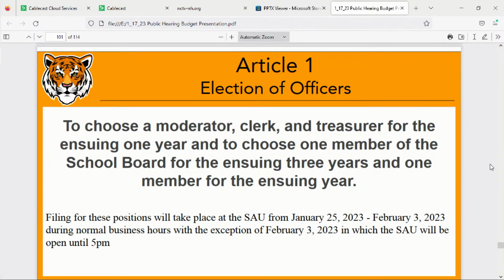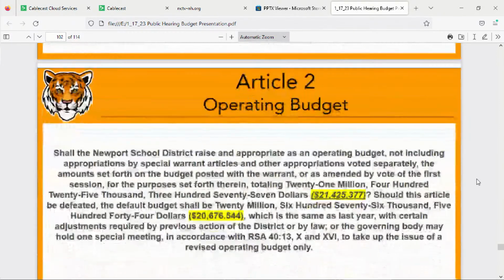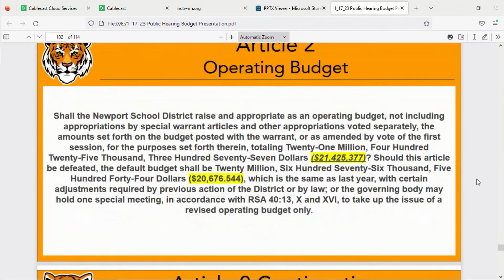Any discussion about that article? Okay. All right, Article 2. I will go ahead and read this, but I want to spend some time talking about it.